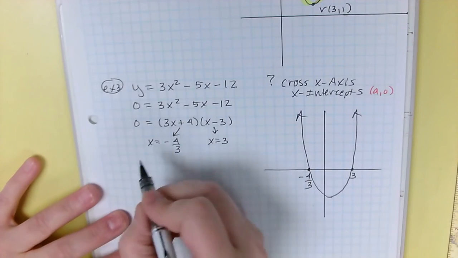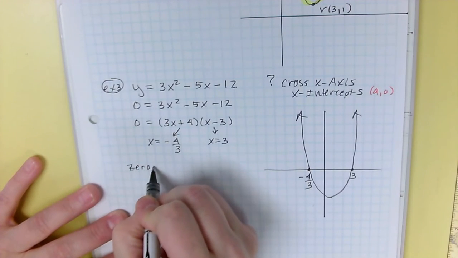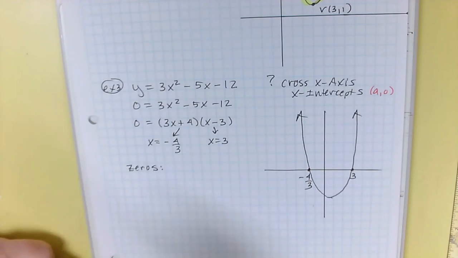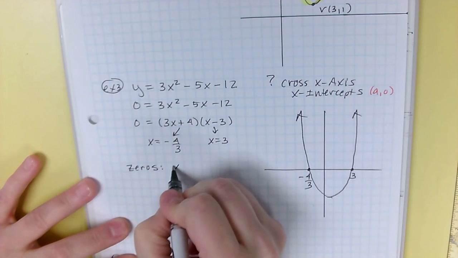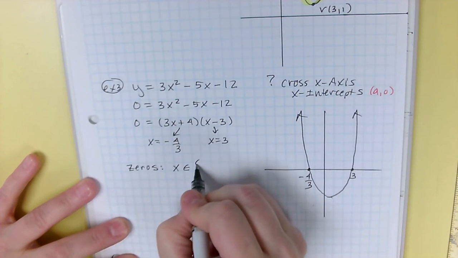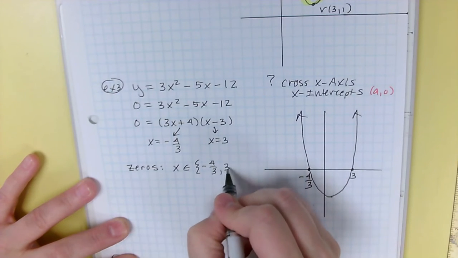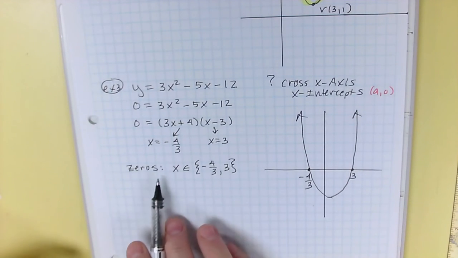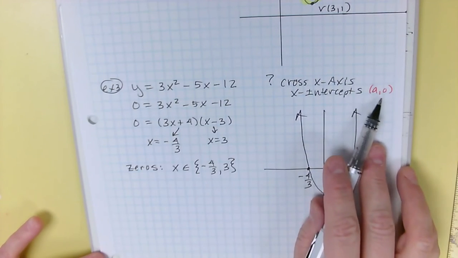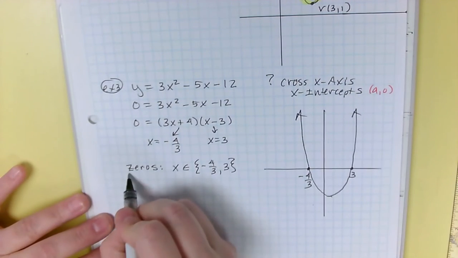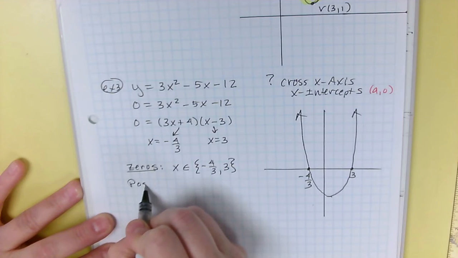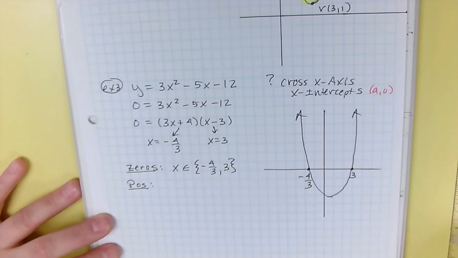Okay, so if it's asking you for the zeros, you can give your zeros in the form of roster. So x is an element of the set containing negative 4/3 and 3. If it asks for intercepts, then you'll give the coordinate form of it. But there's my zeros. Okay, so now we want the positive intervals where y is greater than 0.